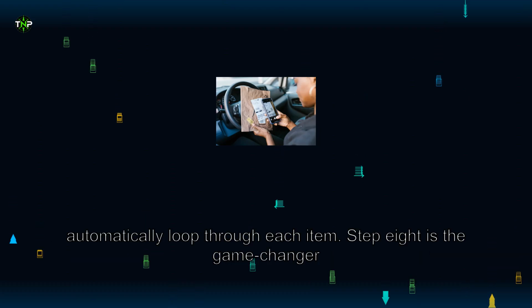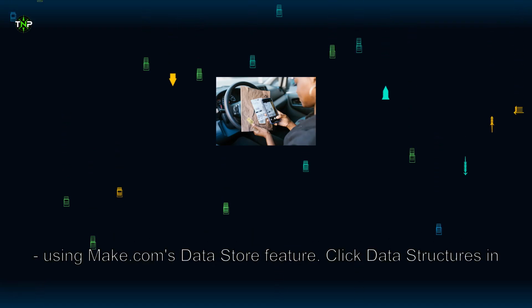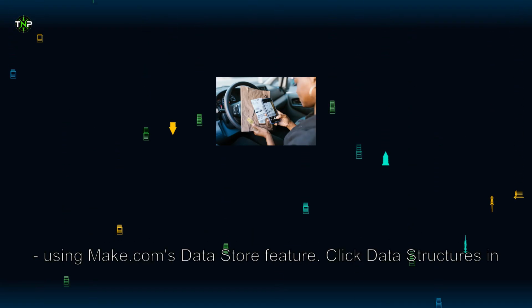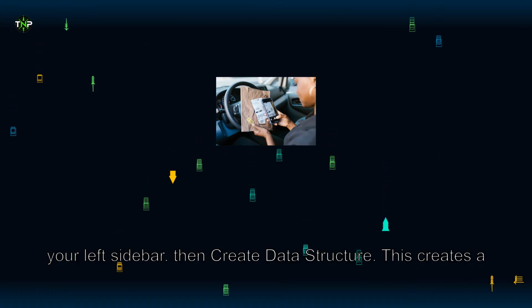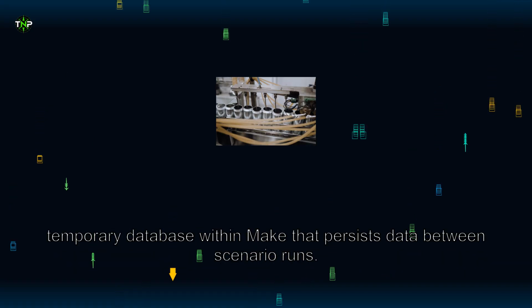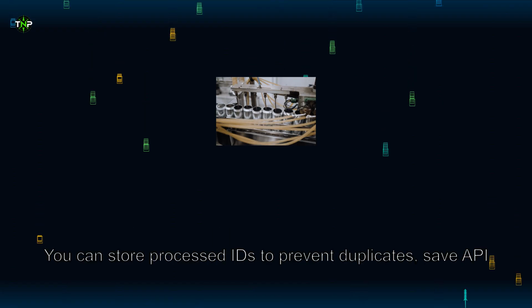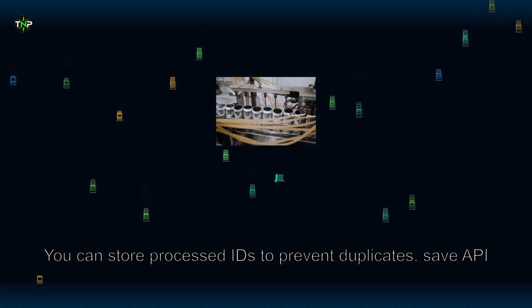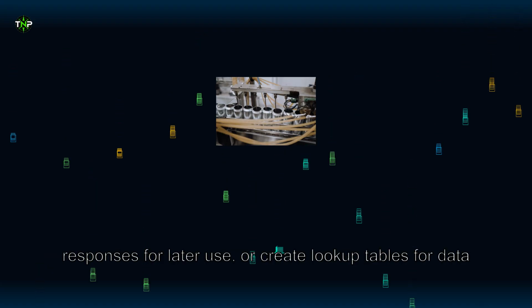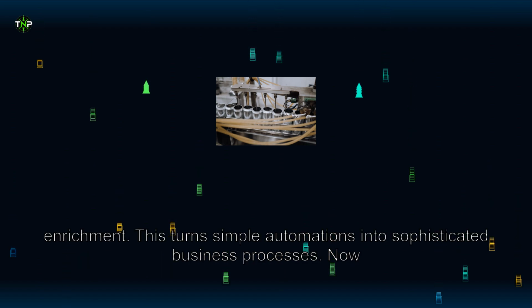Step 8 is the game changer, using Make.com's data store feature. Click Data Structures in your left sidebar, then create Data Structure. This creates a temporary database within Make that persists data between scenario runs. You can store processed IDs to prevent duplicates, save API responses for later use, or create lookup tables for data enrichment. This turns simple automations into sophisticated business processes.